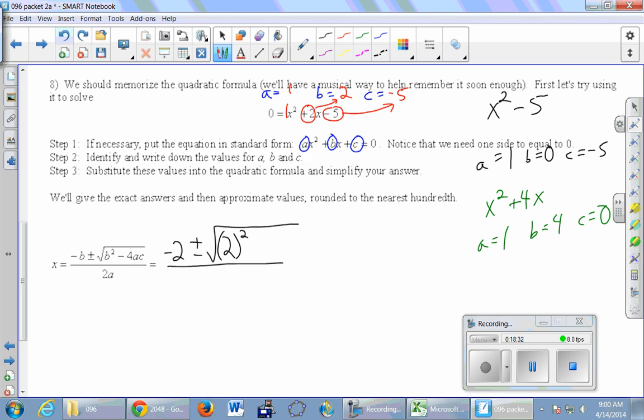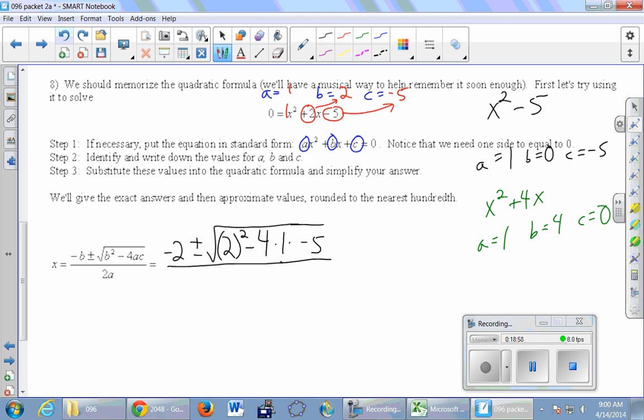Okay, next thing in the formula, -4 times A times C. It's +2. It's whatever B was, which was a +2. Okay, -4 times A times C. -4 times, what was A? 1 times, what was C? -5.